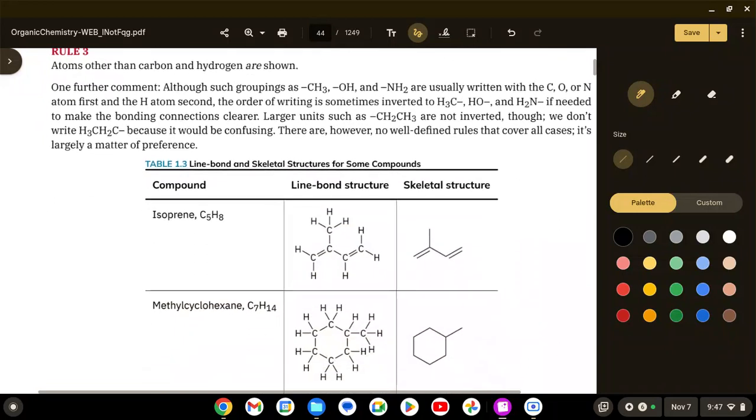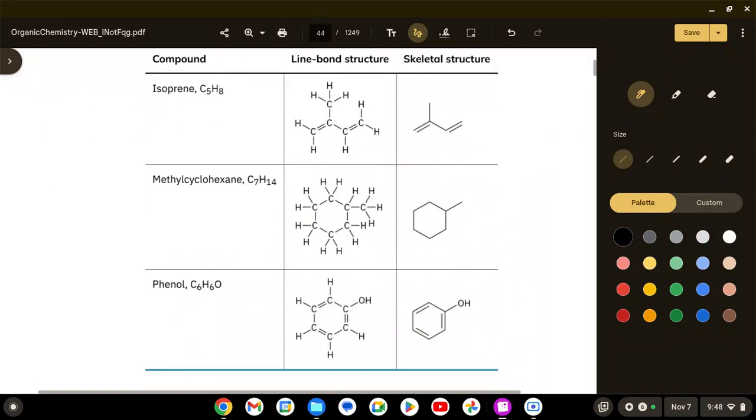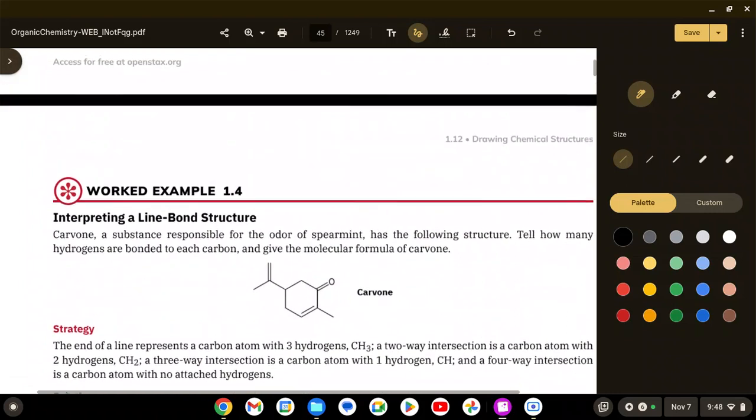One further comment: although groupings such as CH3, OH, and NH2 are usually written with the C, O, and N atom first and the H atom second, the order of writing is sometimes inverted to H3C, HO, and H2N if needed to make the bonding connections clearer. Larger units such as CH2CH3 are not inverted, though we don't write H3C-CH2-C because it would be confusing. There are, however, no well-defined rules that cover all cases. It's largely a matter of preference. Worked example 1.4.